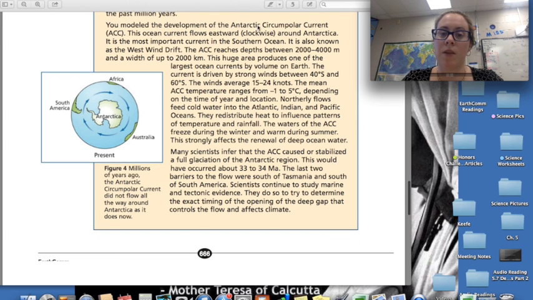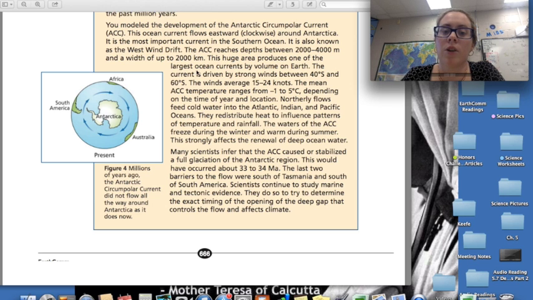You modeled the development of the Antarctic Circumpolar Current, ACC. This ocean current flows eastward, clockwise, around Antarctica. It is the most important current in the Southern Ocean. It is also known as the West Wind Drift. The ACC reaches depths between 2,000 and 4,000 meters and a width of up to 2,000 kilometers. This is much deeper than most of the other surface currents that we've seen.